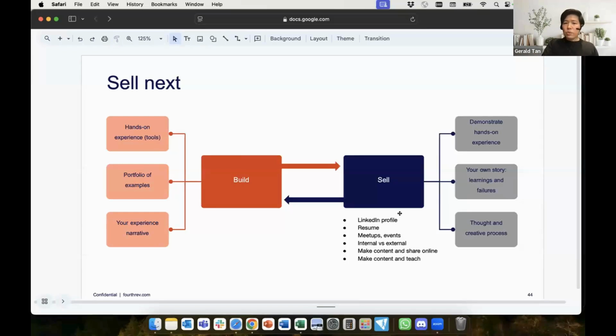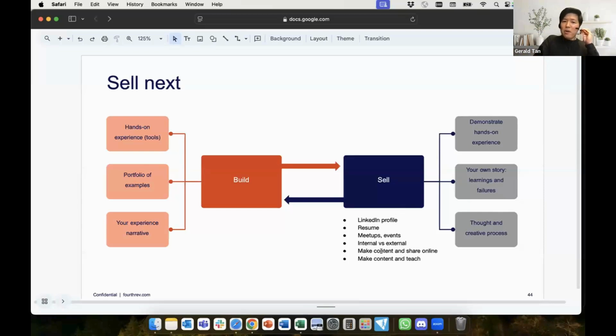And from here, you start with your LinkedIn profile. Then you go to your resume. If you want to make it a bit more difficult, go to meetups, go to events and share your ideas. Get validation from people, or at least let people tell you you're wrong, and then go back and do more research, right? And then you have an external and internal view. So internal is within your own company, external is outside.